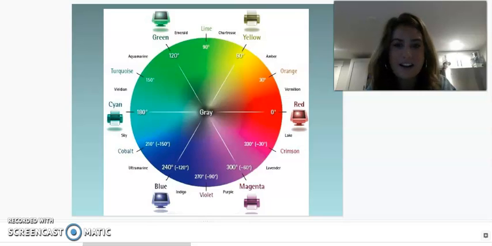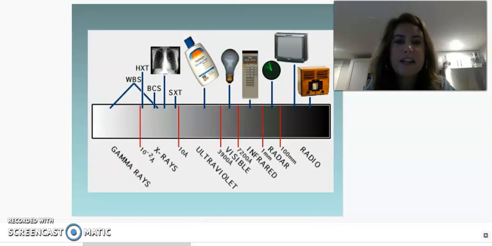Here is another example of a color wheel. It shows the degrees and some things that are in each area or category. And then just another example of our electromagnetic spectrum.